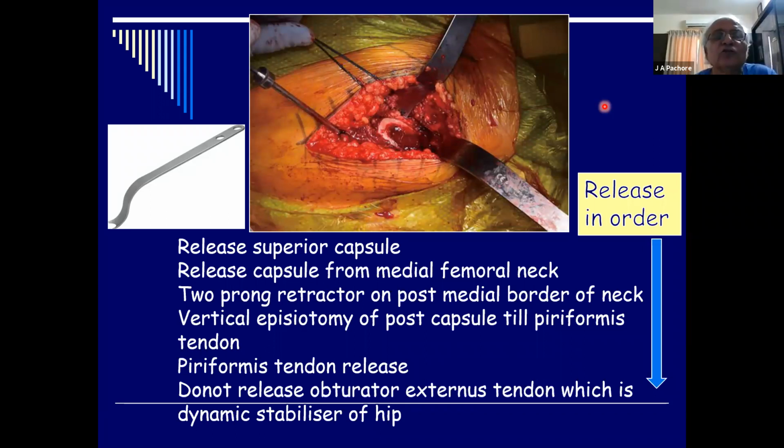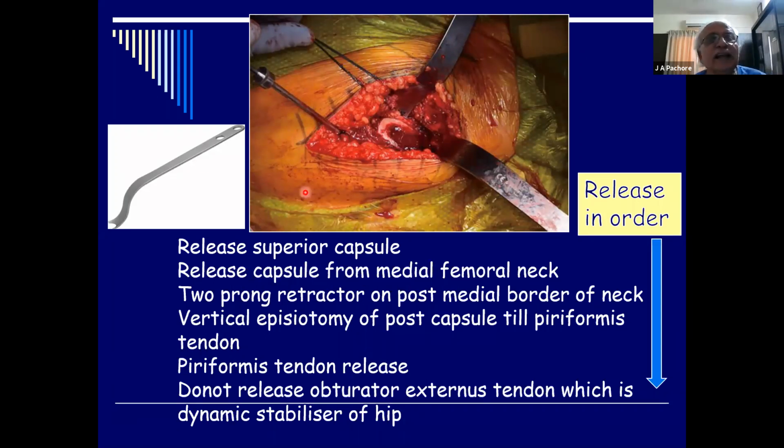First, release the superior capsule, the complete superior capsule. That is the first step. Then second, release this corner area, known as the medial femoral neck. Release the capsule from the medial femoral neck.